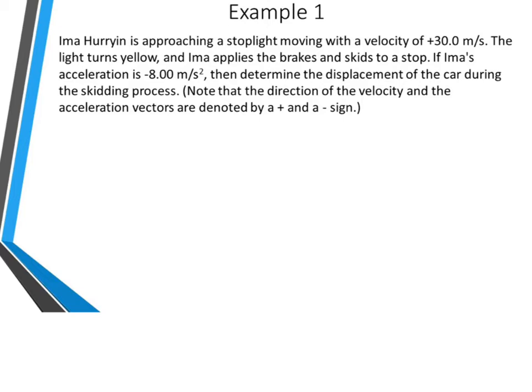So let's go back, reread, and write down what we know. She's moving with a velocity of 30 meters per second. So that is our initial velocity. I'm just going to use V1 instead of VI. It doesn't really matter. The light turns yellow. She applies the brakes and skids to a stop. Stop means that our V2 is 0 meters per second.